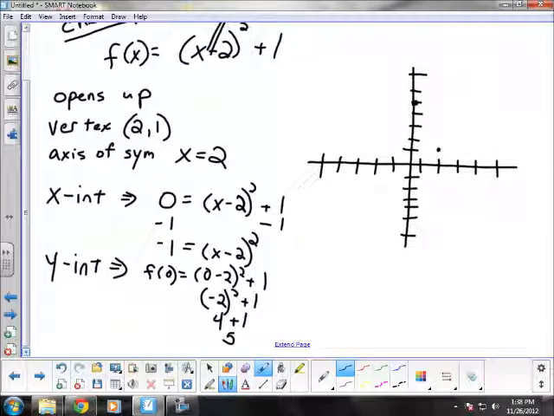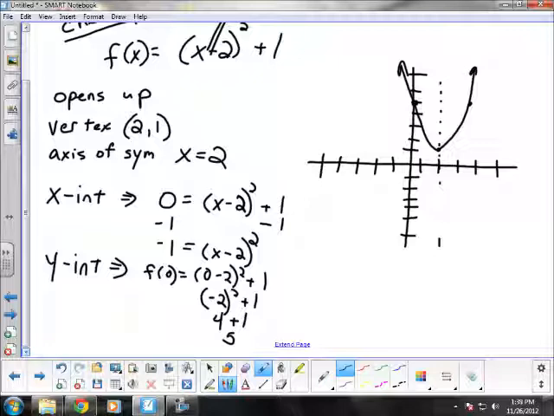Now, I don't have another point. How can I tell where to draw the other side? The axis of symmetry. Because I know that there's an axis of symmetry that goes right through here. So if I went over 2 and up 5 to the left, what's going to happen? Over 2 and up 5 to the right. And once I have 3 points on a parabola, I can draw my graph. Okay? That's what you do if they give it to you in standard form.